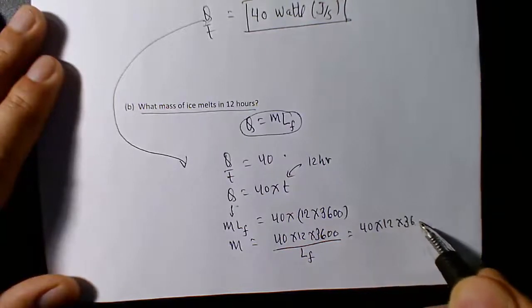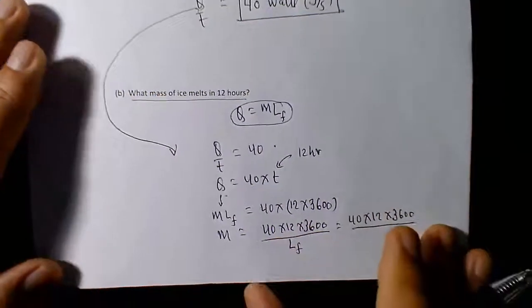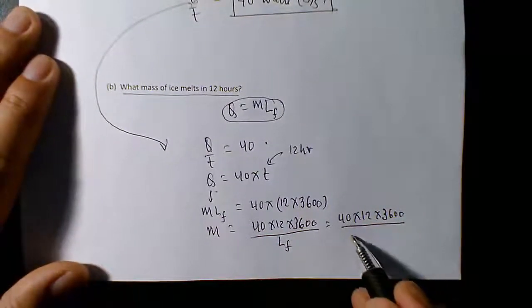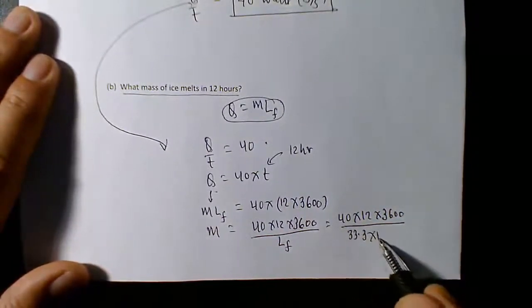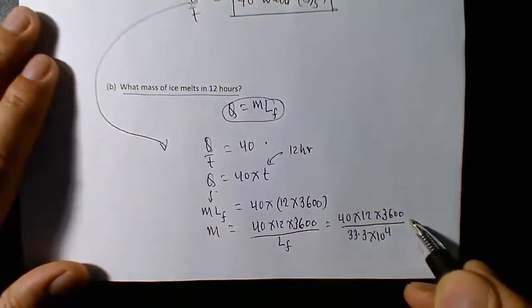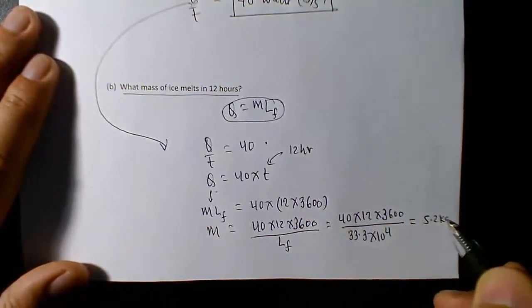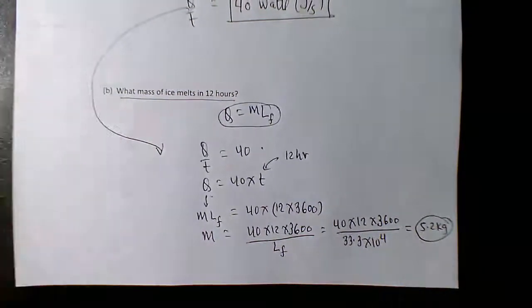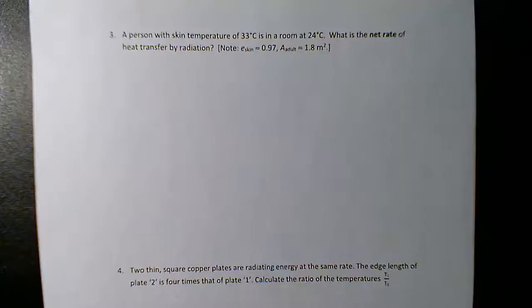So if you go back and check the formula sheet or the physical table, that's 33.3 times 10 to the power 4, and the mass of ice melted is about this. About 5 kilograms of ice will be melted during the 12 hours period.